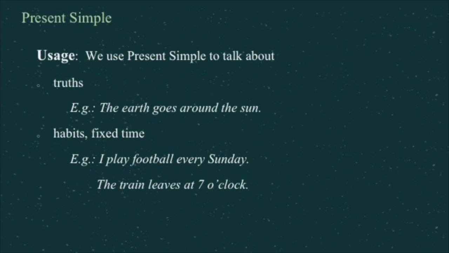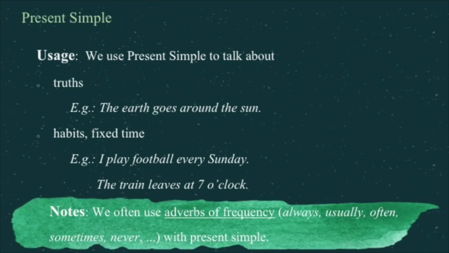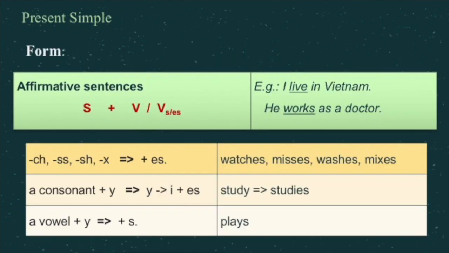Besides that, we also use present simple to talk about habits, something that happens regularly, or fixed time, such as timetable. For example, I play football every Sunday. That is a habit. Another example, the train leaves at 7 o'clock. That is a fixed time. And don't forget that when we use present simple, we often use adverbs of frequency, such as always, usually, often, sometimes, and never.